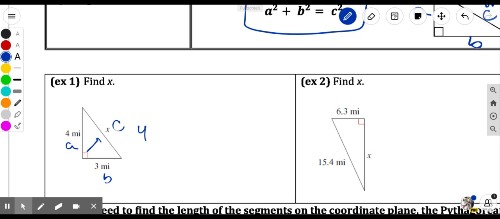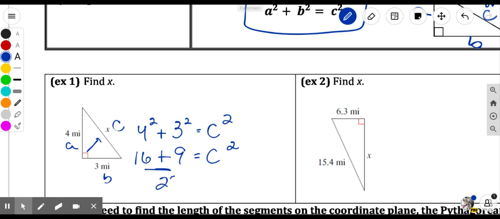So this is going to be 4 squared plus 3 squared equals C squared. Then you square the numbers. So 4 squared is 16. 3 squared is 9 equals C squared. Then we're going to add these two together. So that's going to be 25 equals C squared. And then lastly, you take the square root of each side. So C is equal to 5 because the square root of 25 is 5.